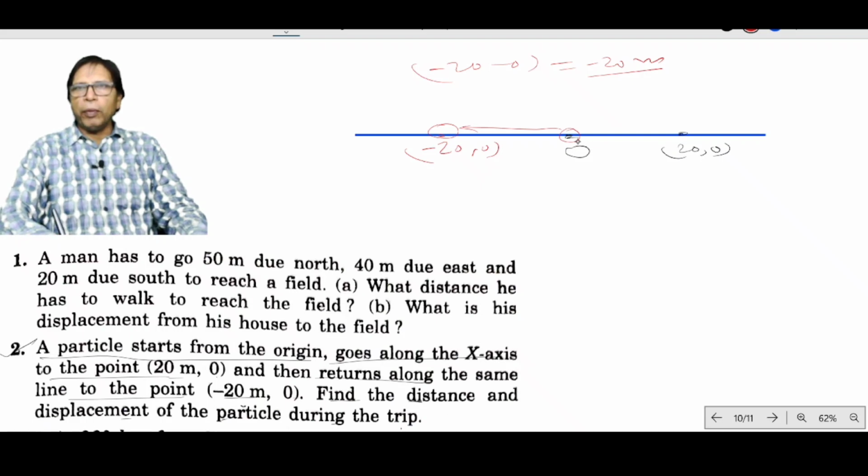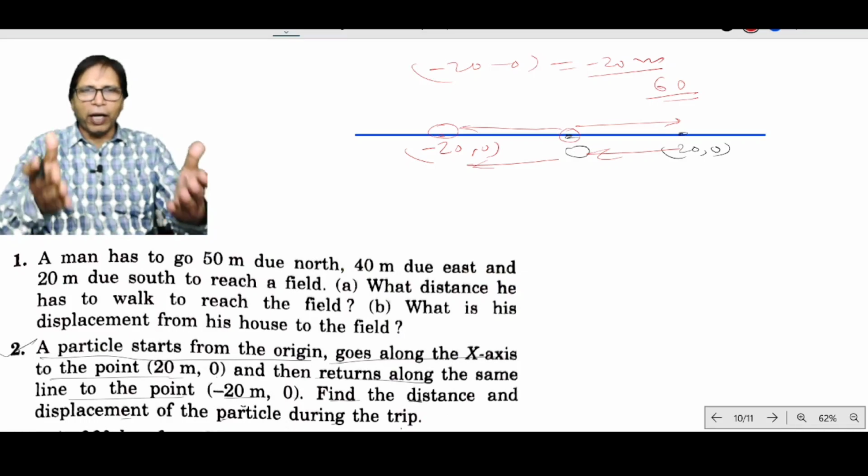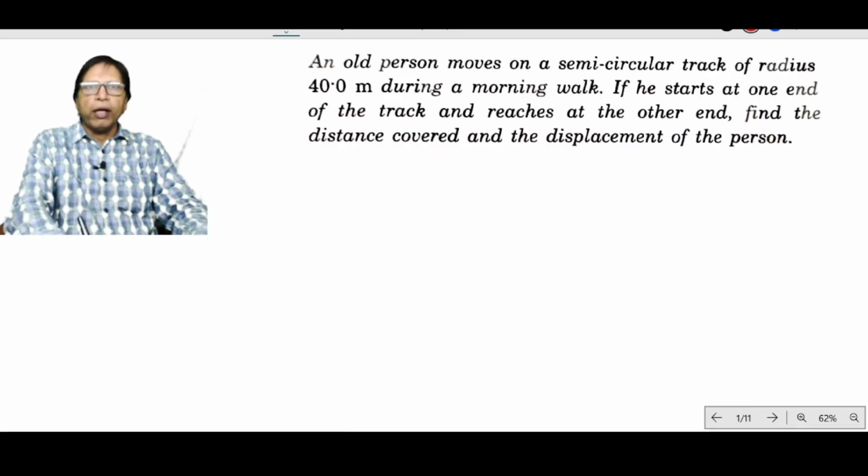What is the distance traveled? Look at this, this is the 20 meter, this is the 20 meter, and this is the 20 meter. So 60 meter is the distance traveled by the particle. Okay. An old person moves along a semicircular track of radius 40 meter during the morning walk.